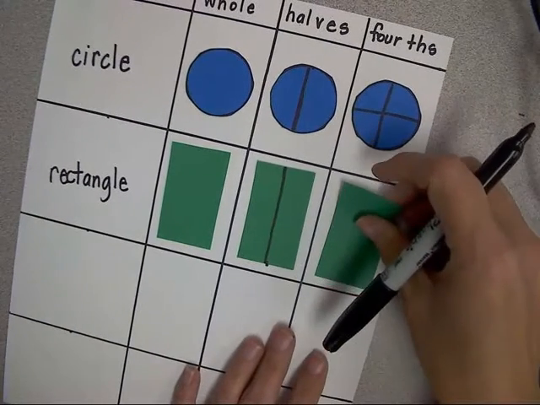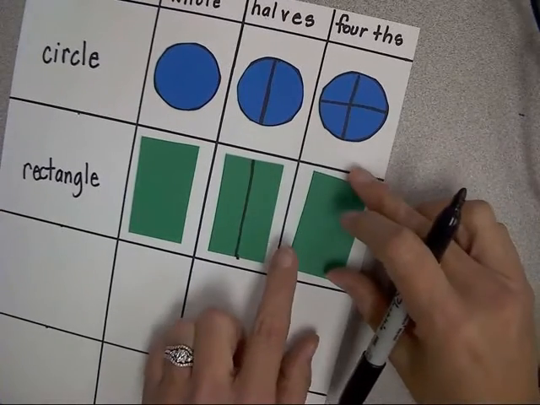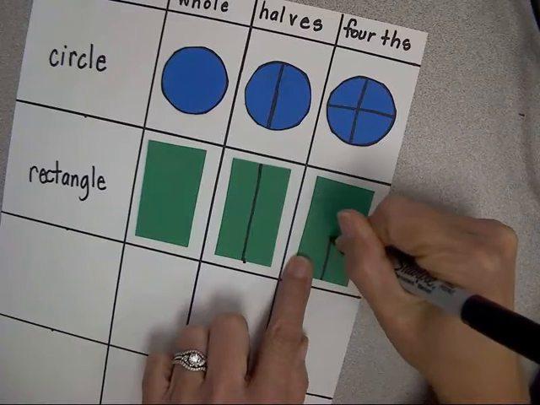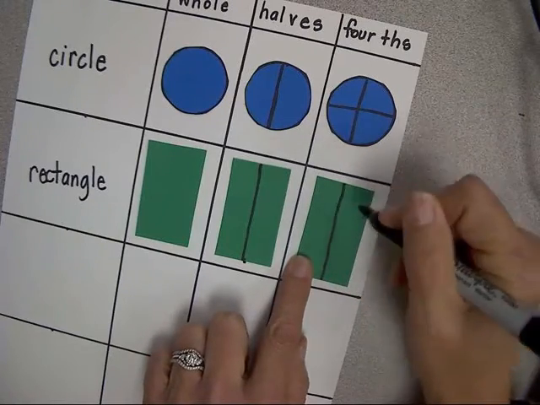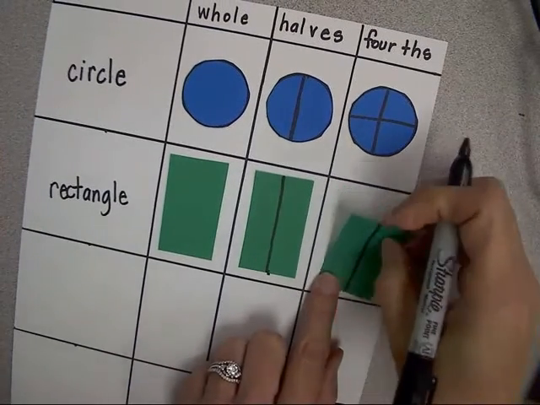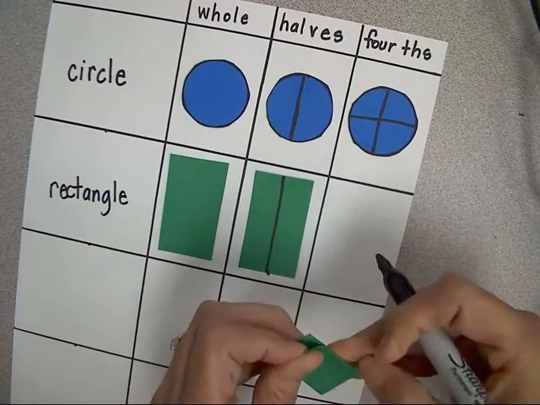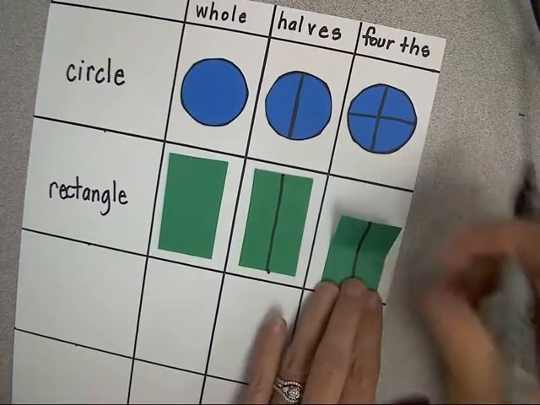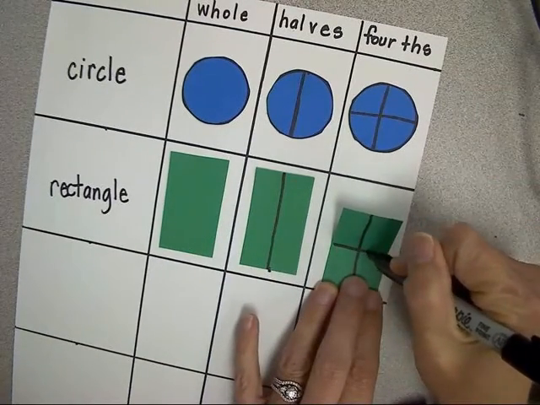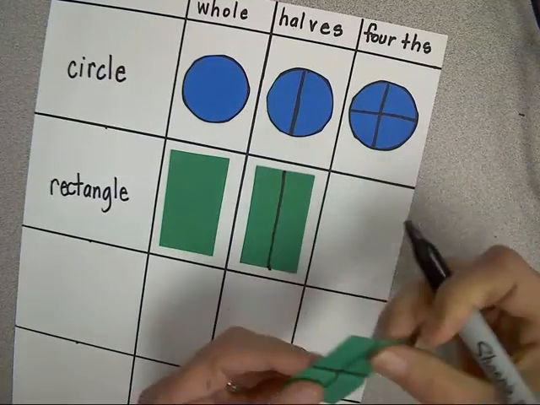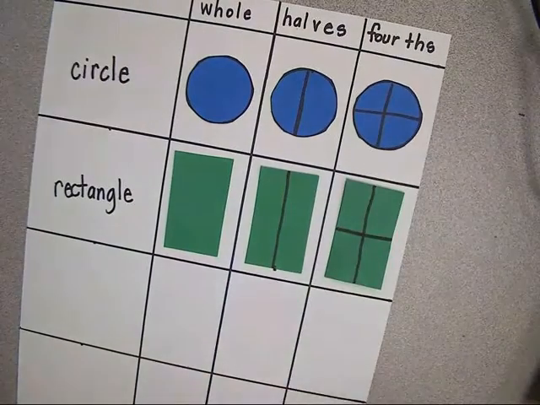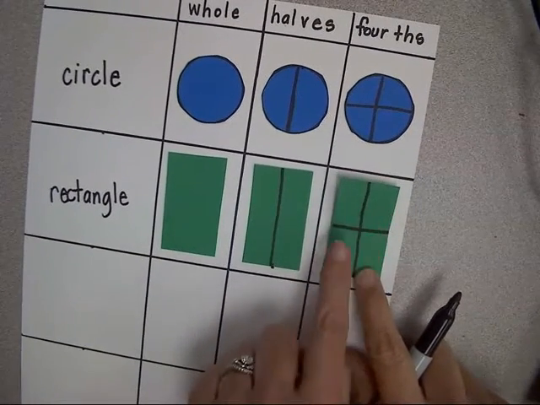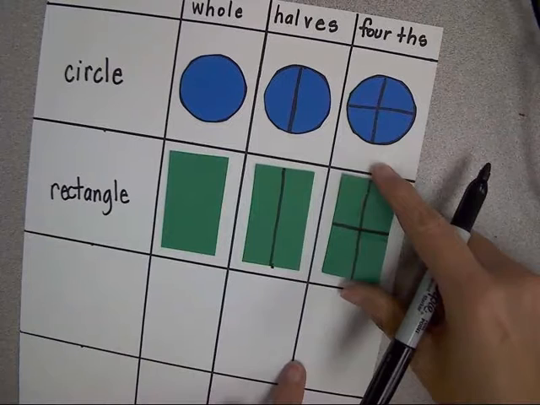Now let's look at fourths. Can we make this rectangle in fourths? I'm going to go straight up the middle again. And I'm going to get all the way in the middle, and I'm not quite sure here, so I'm going to make a fold line. Oh, that's where that middle is because I want to have equal parts. So there is a rectangle in fourths. 1, 2, 3, 4 equal parts.